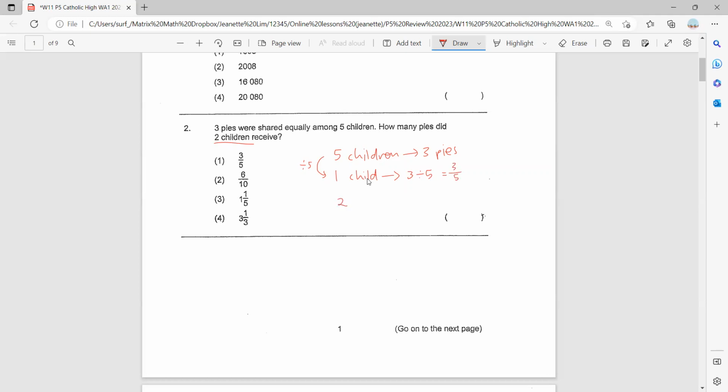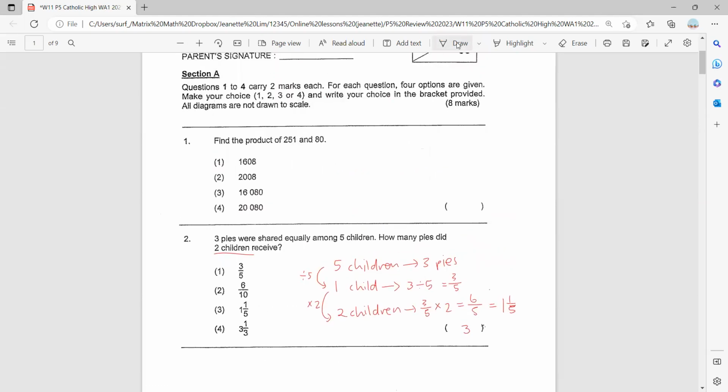Then you want 2 children. So we have to times 2. And this will give us 6 over 5, right? 6 over 5 is 1 and 1/5. So this part here times 2. So labelling it out is easier to see. If you don't label it out, careless mistakes. Oh, no wonder they have this thing called 3 divided by 5.